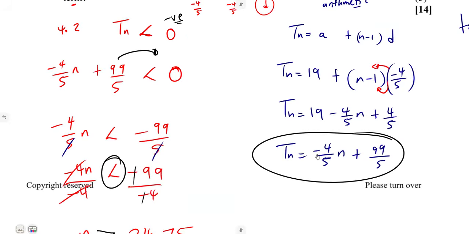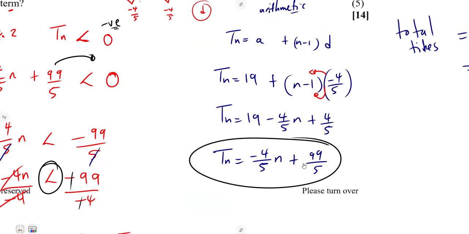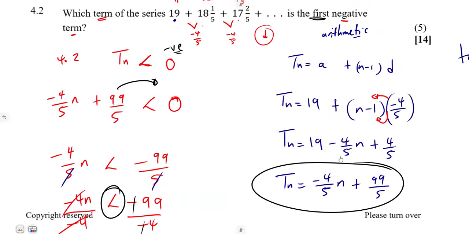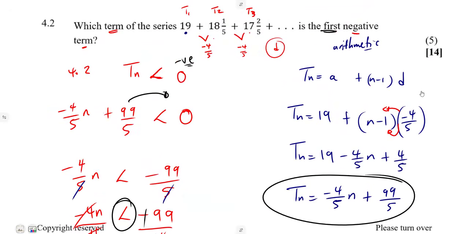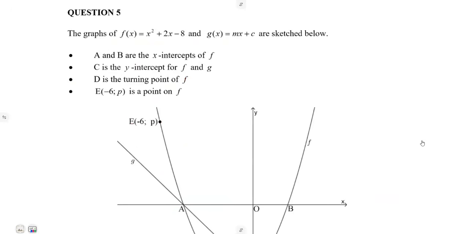Just try to go through the basics, all right? All the basics. It is very, very important. So this is what we needed for 5 marks on question 4.2. That is what we actually needed in order for us to obtain those marks.